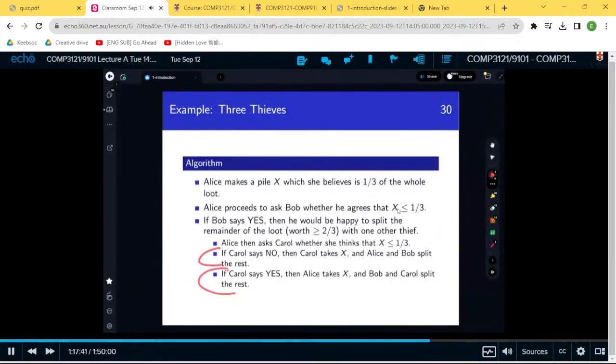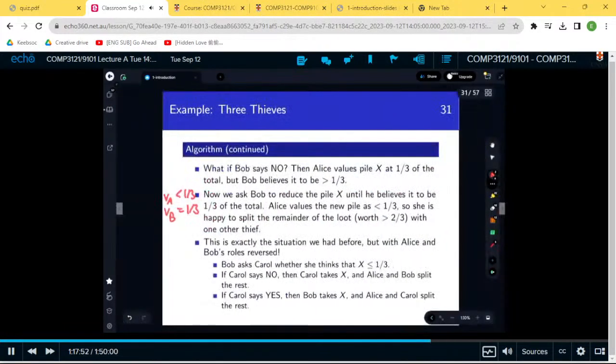Here Bob agreed that X is worth at most 1/3, and Alice made this pile that's worth exactly 1/3. Right? So now Alice's and Bob's roles are inverted. And we can proceed exactly the same way as before with Alice's and Bob's roles inverted. So Bob will ask Carol whether she thinks that X is at most 1/3. If Carol says no, then Carol takes X, and Alice and Bob split the rest, as in the two-thief algorithm. If Carol says yes, then Bob takes X, and Alice and Carol split the rest. Okay.